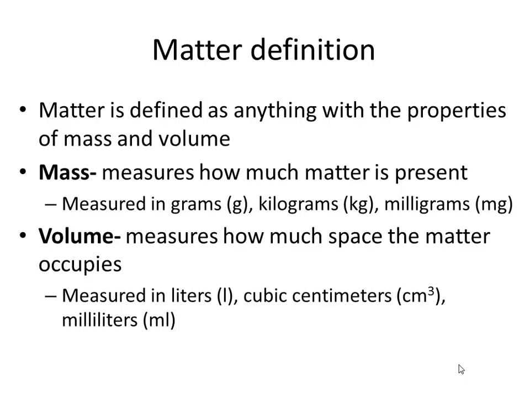We did this. So matter is anything with mass and volume. Mass is a measure of how much matter is present. And mass is absolute, meaning that if you have no matter, listen up, guys, you have zero mass. And the more mass you have, the more matter you have. Volume is also absolute, and it measures how much space the matter occupies.